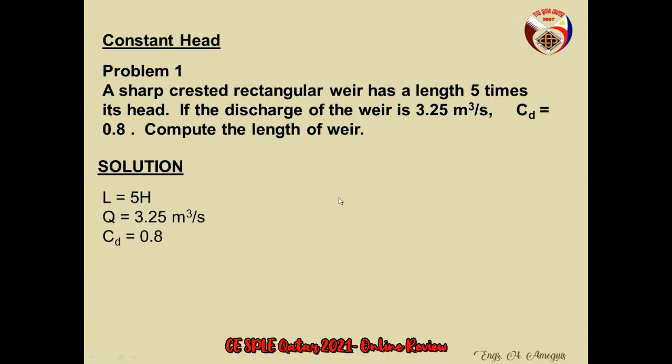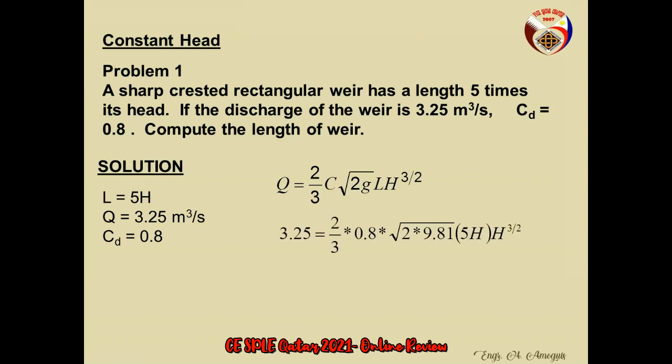L is 5H. Q is 3.25 cubic meter per second, CD 0.8. Yung formula, Q is 2/3 CD square root of 2g L H raised to 3/2. Find the length of the weir. Given Q, given L in terms of H, you can solve H in one equation, one unknown. Then after solving H, multiply by 5 to get the length of the weir.